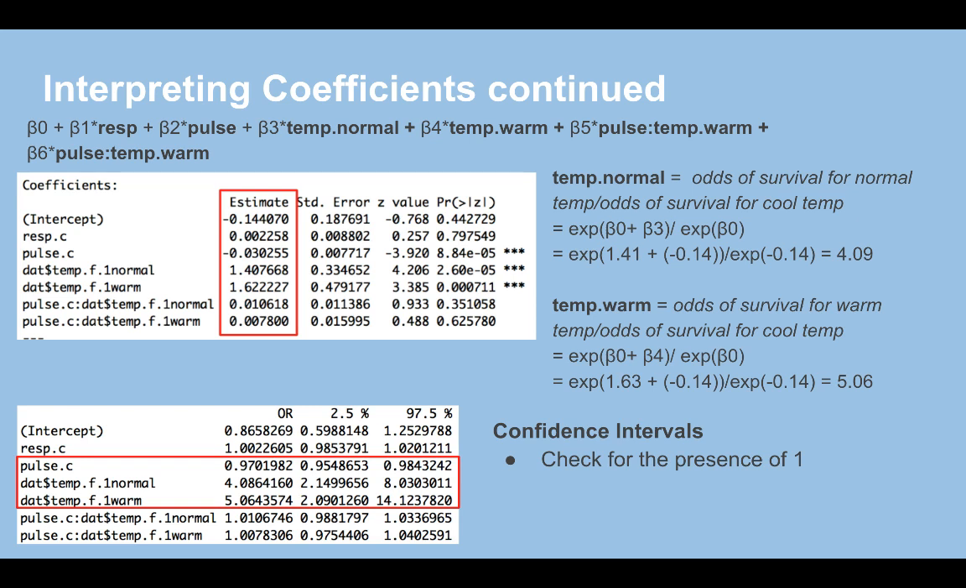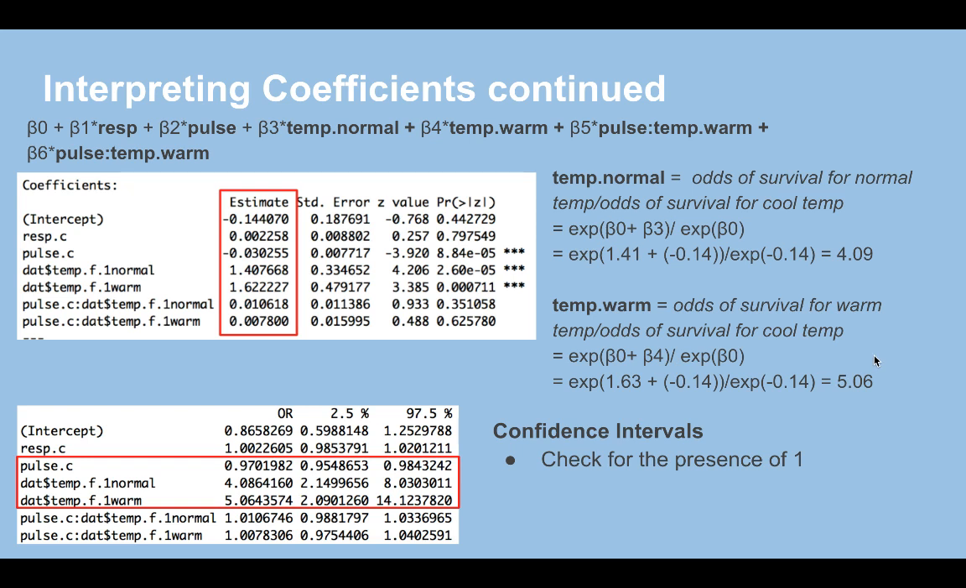So if you remember, we used dummy coding, and so that coding matrix is what helps us interpret our results. And so when we take the exponent of this log odds ratio, which we're comparing to the base level group, we get 4.09, and that means that a normal temperature horse is 4 times more likely to survive than a cool temperature horse. And we can do the same thing for warm temperature horses for this factor, and we have taken the exponent of the log odds ratio to get an odds ratio of 5.06.